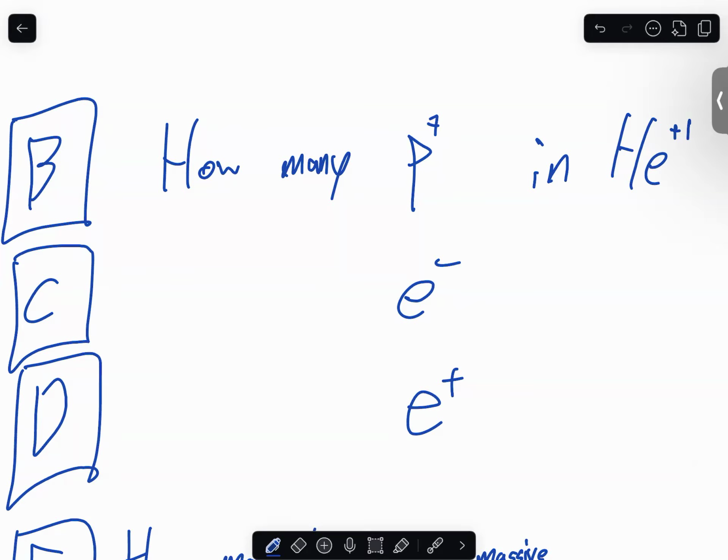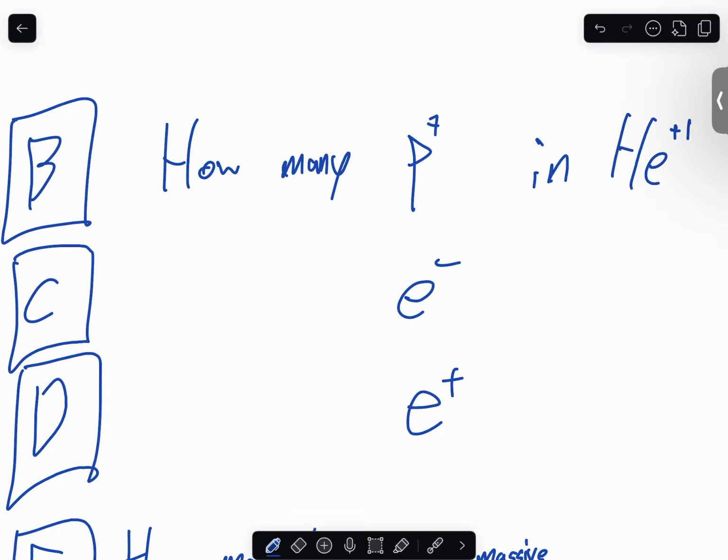Helium is atomic number 2. That means there are 2 protons in its nucleus. That's what makes helium helium. Helium is defined by having 2 protons in its nucleus. Correct answer for B is 2. If it's atomic number 2, then 2 protons.